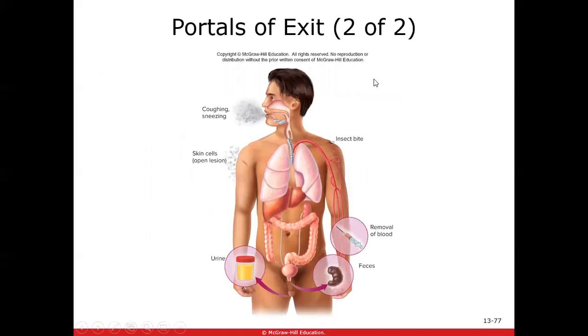And so here's a figure that shows some of the portals of exit: coughing or sneezing, an insect bite, that's through the blood. So it takes some of the blood from one person and goes and infects another person. Skin cells, you have an open lesion, and in the urine, through the feces, through removal of blood. These are portals of exit.